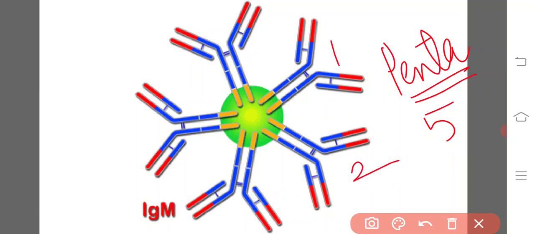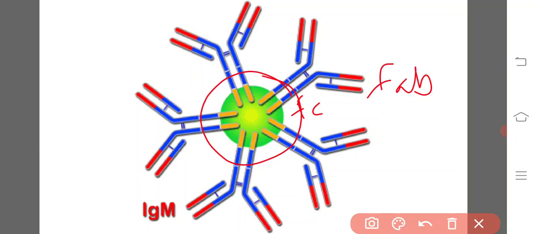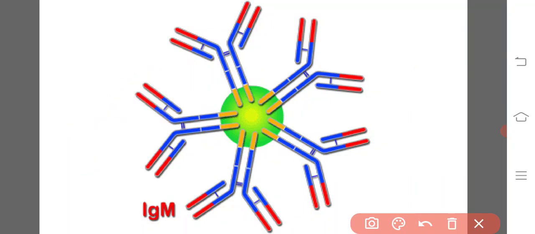So let us see: 1, 2, 3, 4, 5. The IgM molecule consists of 5 monomeric units. Each consists of 2 light and 2 heavy chains, all joined together by additional disulfide bonds between their Fc regions and by a polypeptide chain termed the J chain. So all of them are bound together at their Fc portions. These are the Fc portions and these are the Fab portions. At the Fc portion, all of them are joined together through the J chain. The J chain, synthesized by plasma cells, has a molecular weight of about 15,000 daltons. The IgM appears in a pentameric structure.